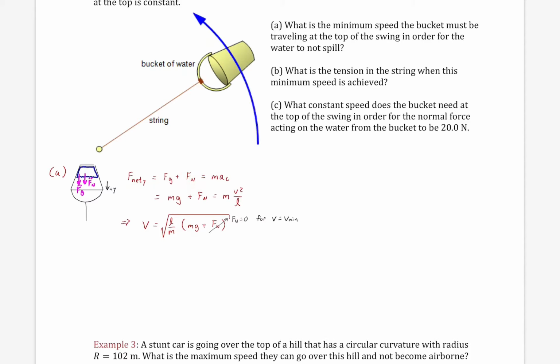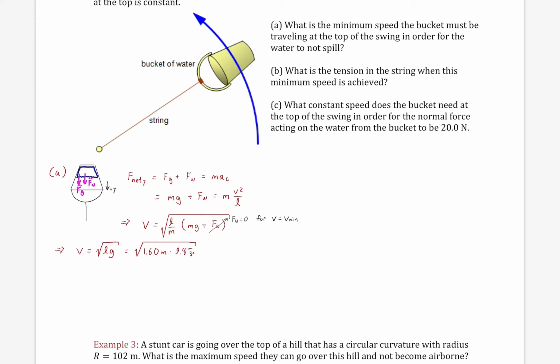But in the case where it's just perfectly balanced, that minimum velocity for the water not to fall, the normal force is 0, okay? And that's what we show here. I go ahead and solve for v, just doing the algebra, just isolating the v, but then cancel out that normal force as the final step, justifying the fact that it needs to be 0 for minimum velocity, all right?